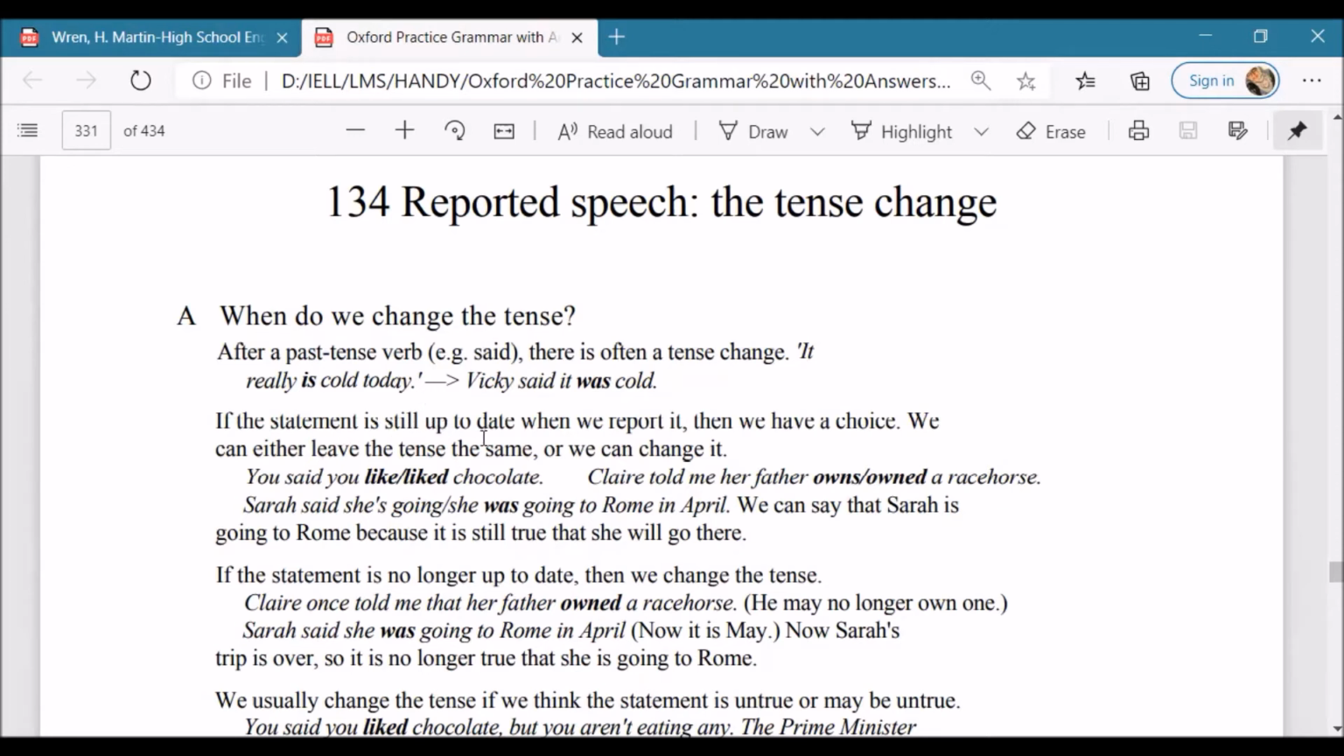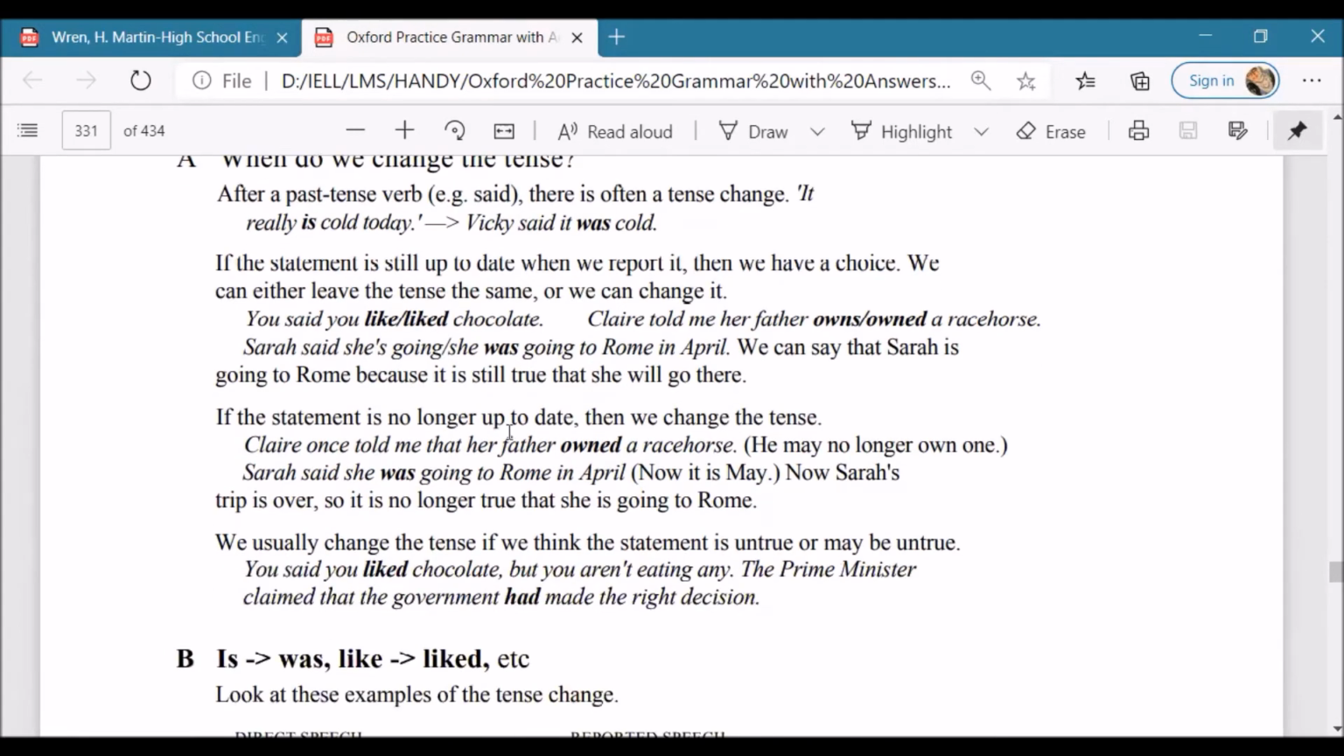If the statement is still up to date when we report it, then we have a choice. For example, if I'm still happy today, or anything which is still valid, then it's up to us which one we use. That is more contextualized and more related. If you feel that you are happy in life, then I can also use I am happy. So it would vary accordingly. But if something is not valid, then we have to make it past. If it's no longer up to date, then we have to make these changes.